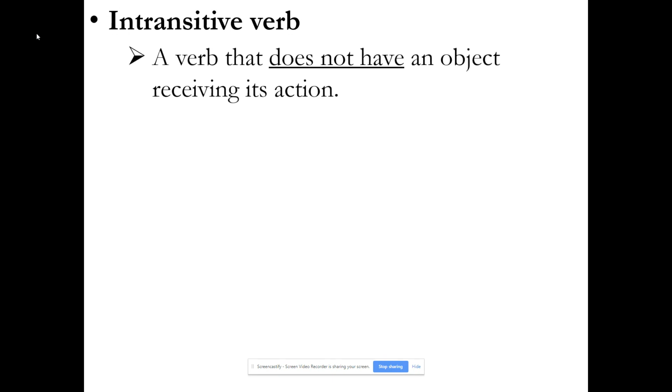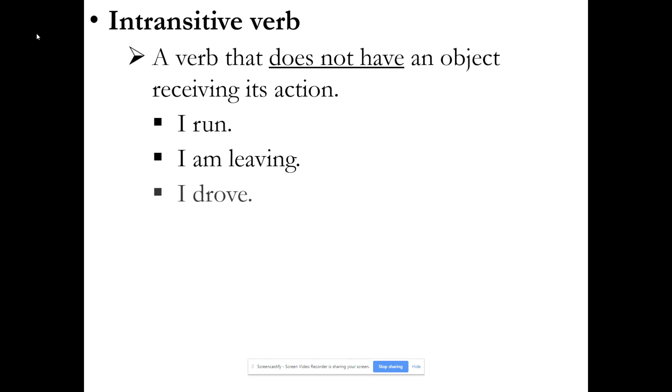Intransitive verbs do not have objects receiving their action. A verb that doesn't have an object receiving its action is intransitive. So let's look at "I run." This sentence is expressing that running is something that I do regularly. "I am leaving." That's what I'm doing right now. We're in a progressive aspect here. At this very moment, I'm leaving. I don't have to say I'm leaving something. In this context, I can just say I'm leaving, and it makes sense.